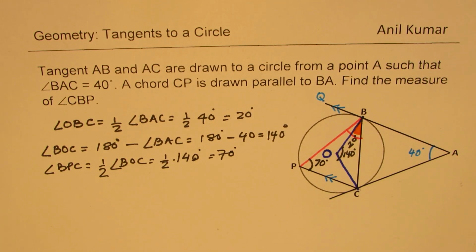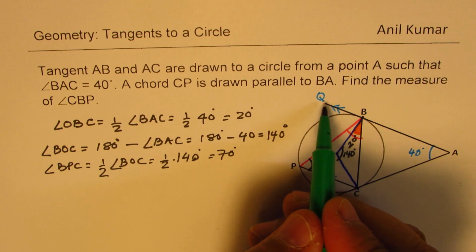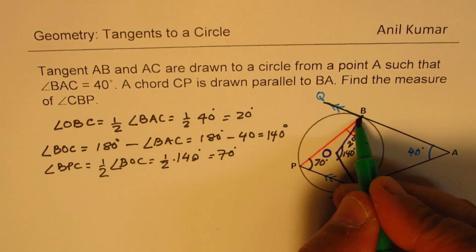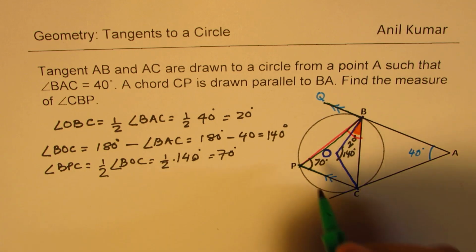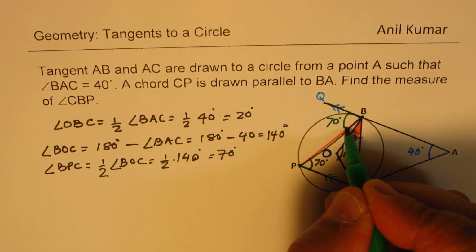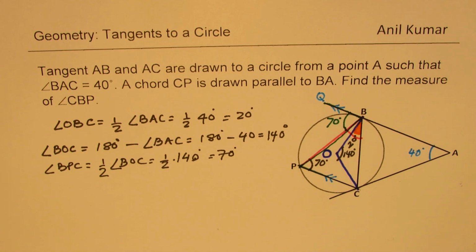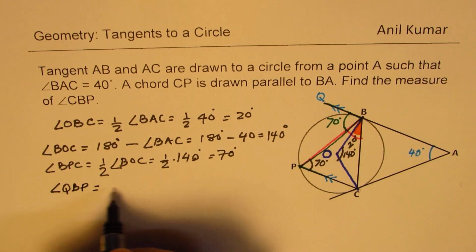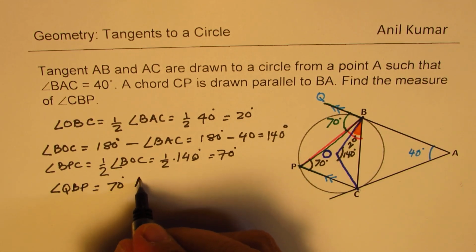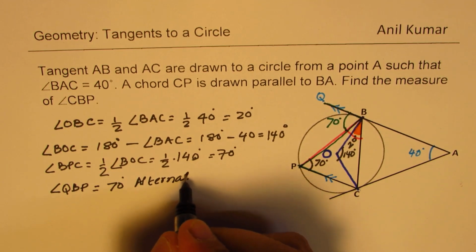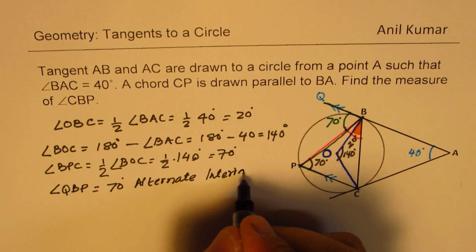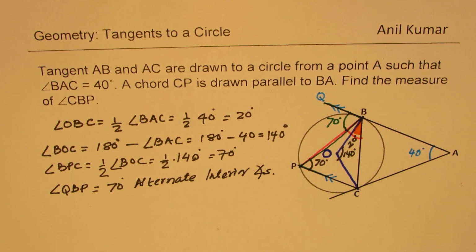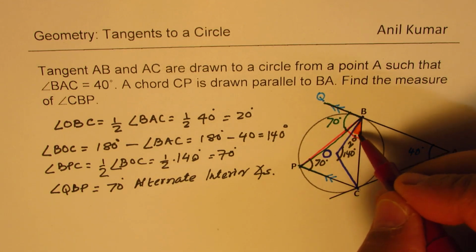You get it? Now, we are given that these two sides are parallel. So do you see a Z pattern formed here? So that means this angle should also be 70. Correct? So that means that the angle QBP is also equal to 70 degrees. So we have alternate angles. Correct? What do we need to find? We need to find that angle. So in total we need to find this.